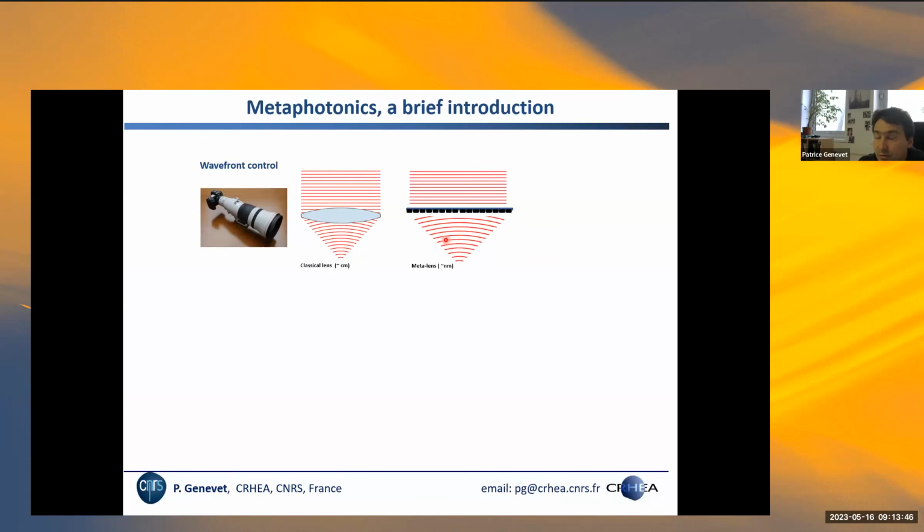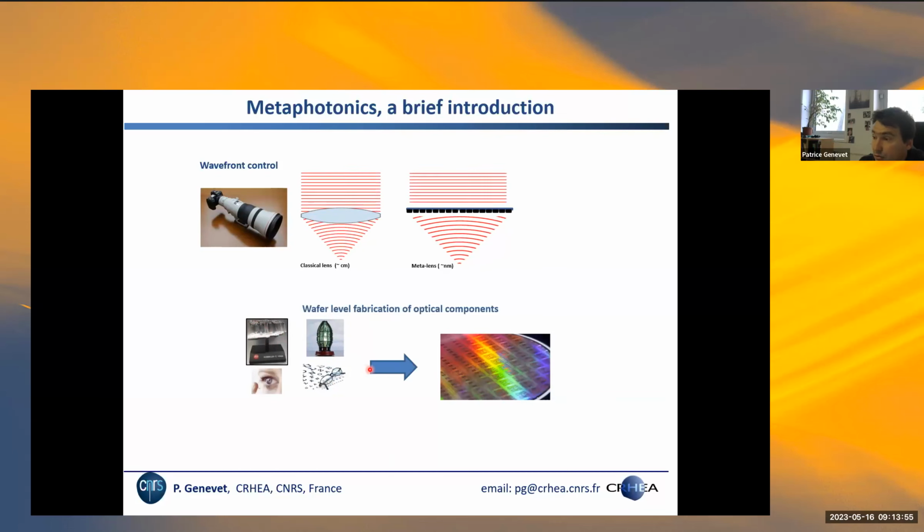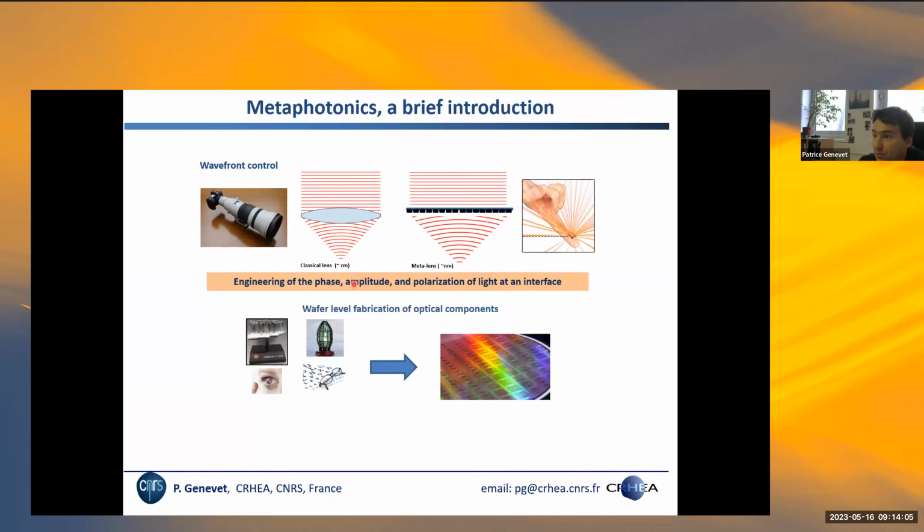But I think the most interesting part of it is that instead of having to curve material like this, as is generally done in refractive optics, now you could think about fabricating optical components using wafer level fabrication. So you can really make flat optical components using CMOS fabrication facilities. And with this approach, I will not enter into the detail, but you can control the phase, the amplitude, and the polarization of light directly at the interface.